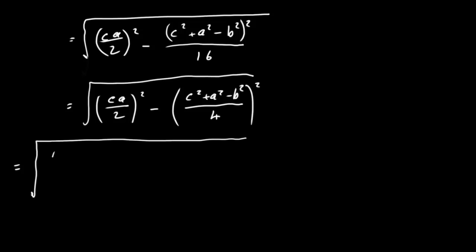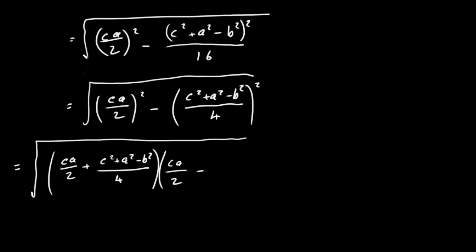So the first term here is CA over 2 plus the second term here, which is C squared plus A squared minus B squared over 4. And then we're going to take the first term, which is CA over 2, subtract the second term, which is C squared plus A squared minus B squared, and that's over 4. So that's the difference of two squares.